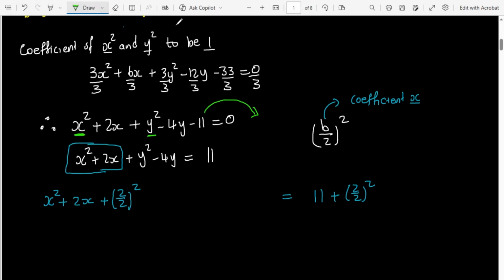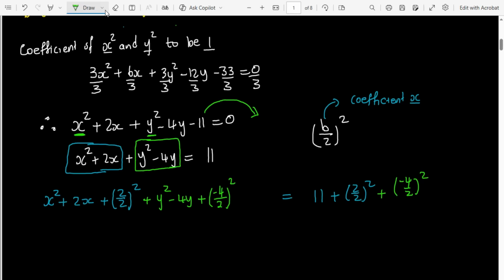So we need to do the same for the expression that has the variable y. This will be plus y squared minus 4y. We add the coefficient of y, which this time is minus 4. I'm going to advise you to take that with the negative sign, and I'll explain why. So this will be minus 4 over 2, and everything squared. Then whatever we add on the left-hand side, we have to add on the right-hand side.